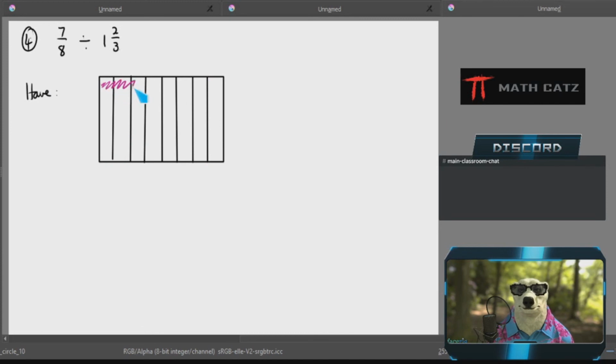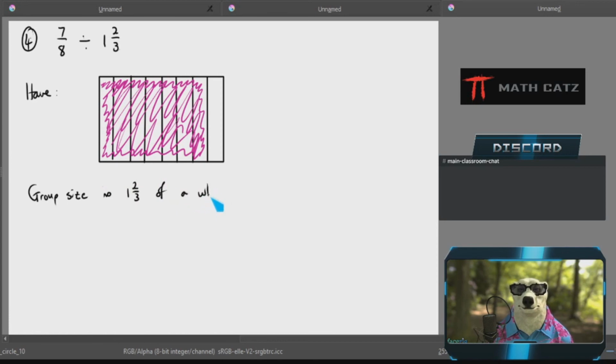7 of the 8 slices. It won't be enough. But I don't know that at this stage. Okay, I seem to have some, so we're feeling optimistic. Now, our group size is 1 2/3 of a whole rectangle. Of a whole rectangle.